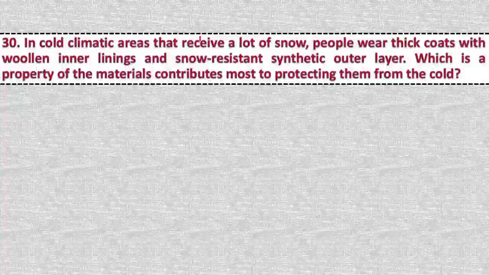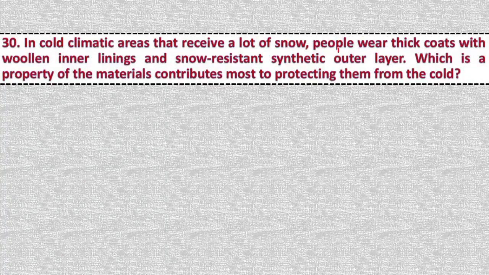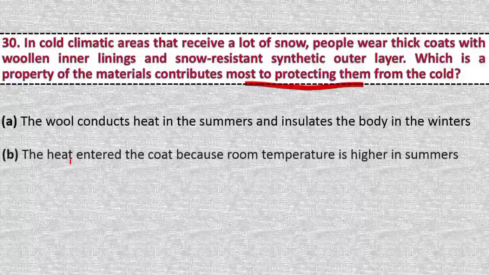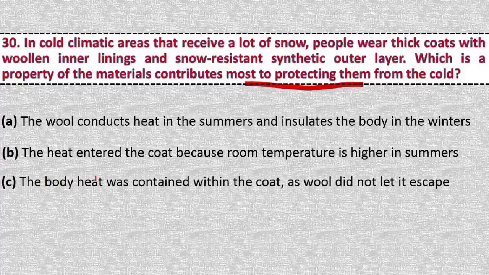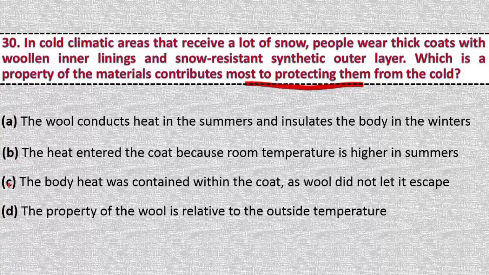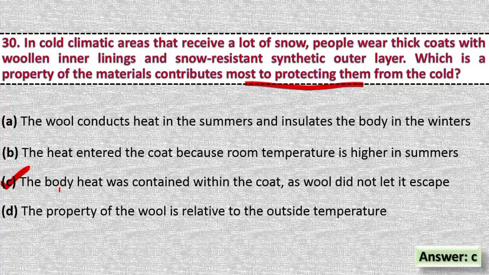The next question is, in cold climatic areas that receive a lot of snow, people wear thick coats with woolen inner linings and a snow resistant synthetic outer layer. Which property of the material contributes most to protecting them from the cold? Wool is actually an insulator. Let us see the option which suits this. The body heat was contained within the coat as wool did not let it escape. The insulator material will not allow the heat to move out of the body. The correct answer for this question is option C.